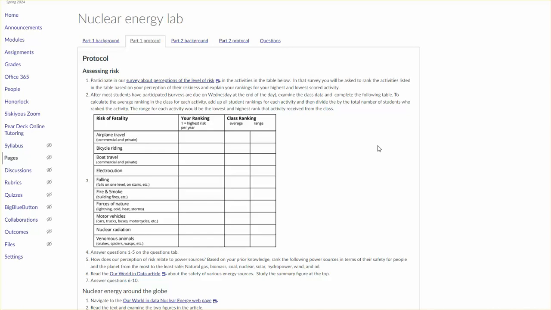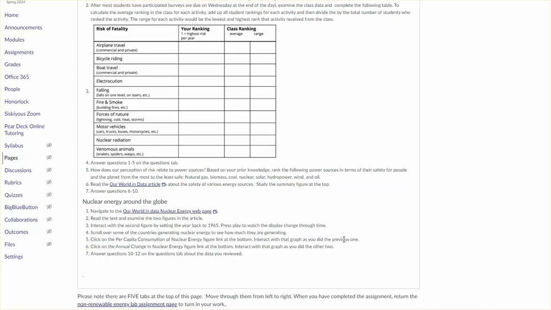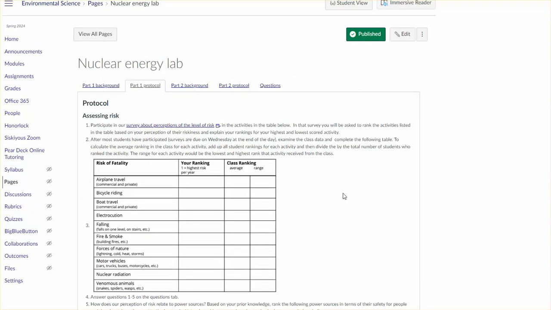So I'm going to send everybody some kind of compiled graph or just some numbers to help you complete this data table by including everybody's opinion about the riskiness of these different factors. So that's how the survey information is going to feed into this week's lab. You're going to follow these instructions to look at the relative safety of some of these non-renewable energy sources, and then here's some more information about nuclear energy.